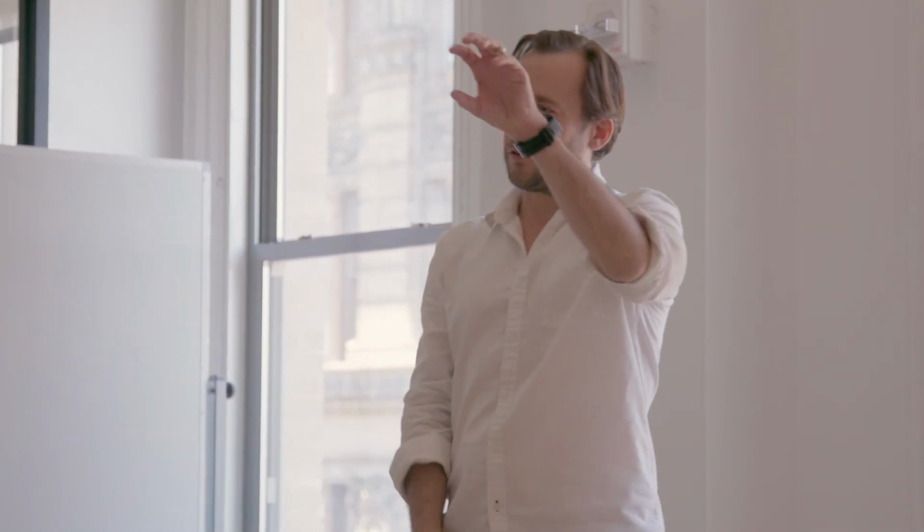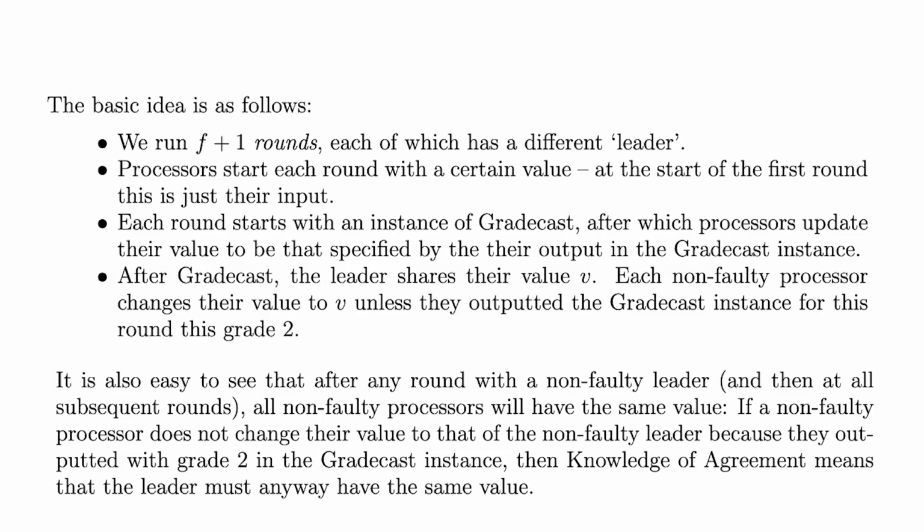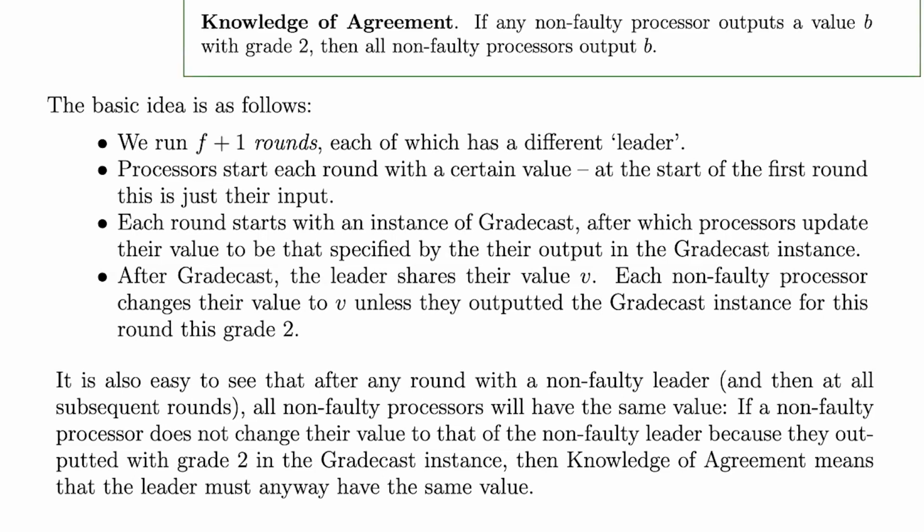Right, if you outputted with grade 2, all non-faulty processes also outputted that same value, maybe not with the same grade. So if any non-faulty processor doesn't update to the leader's value when it's suggested, well then they didn't need to update anyway because it's the same value. Okay, so just to remind you of the knowledge agreement property: if any non-faulty processor outputs a value with grade 2 in the grade cast instance, then all non-faulty processors output the same value. So that's justifying that bit there.